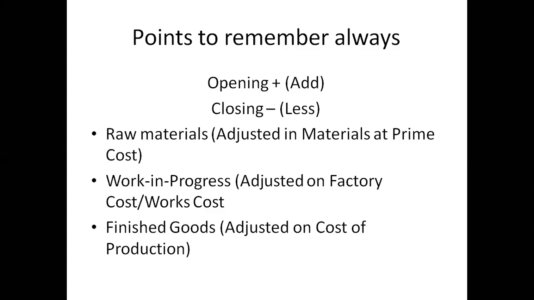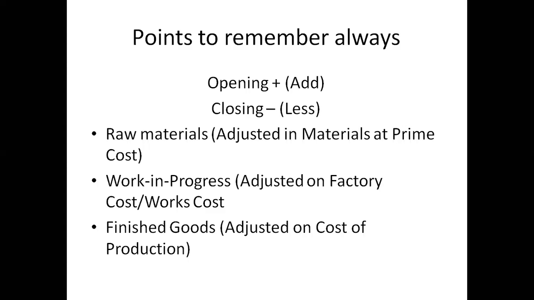Before going to the tender and quotations, you have to remember the previous things also. While you are working out the cost sheet, an opening and closing will be given. Opening should be added and closing should be less. Three kinds of opening and closing information will be given. One is raw materials. Raw materials opening should be added and raw materials closing should be less. This should be adjusted in materials at prime cost.